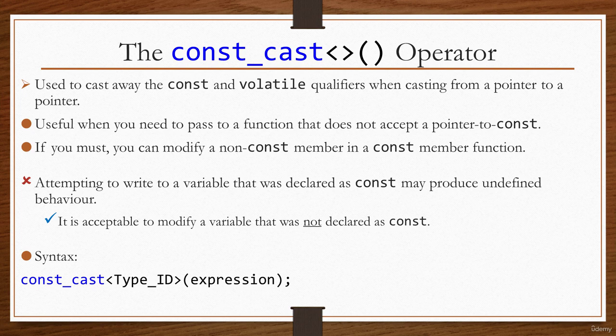And the syntax is basically the same as the other operators. You have the cast operator name, so in this case, const_cast. You pass in the type ID that you want to cast to, followed by the expression in parentheses.